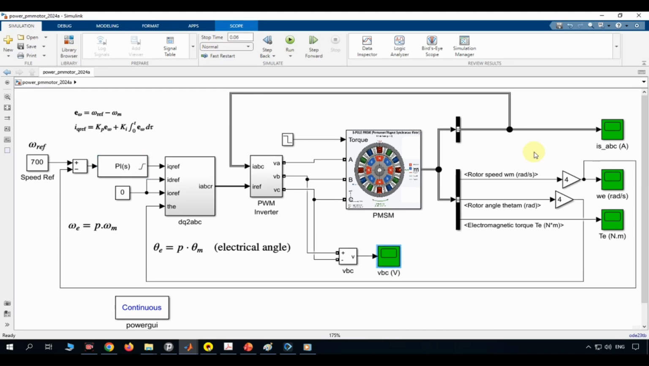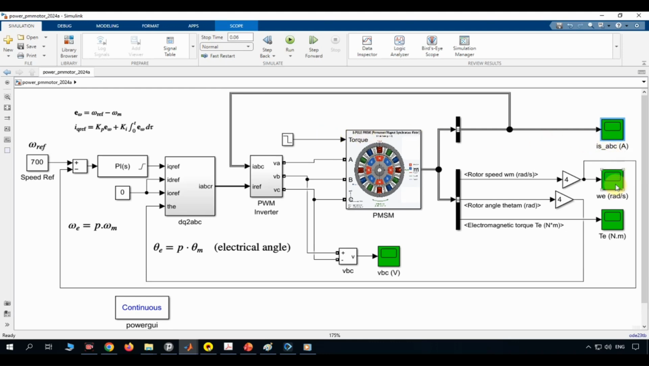On the right side of the model, we have several scopes. First, ISABC, the 3-phase stator currents. Before 0.04 seconds, under the heavier load, these currents will have a larger amplitude because the motor needs more torque. After the load drops, the current amplitude should decrease.